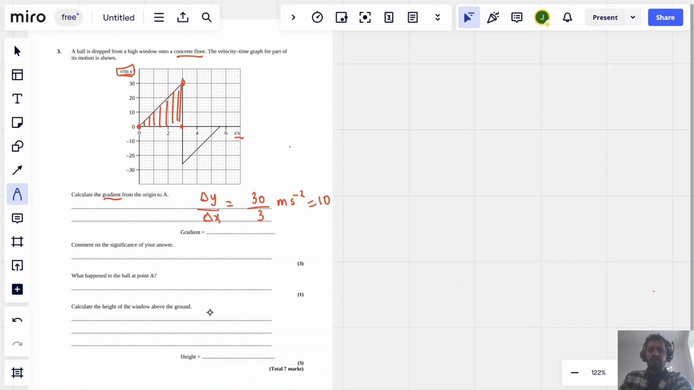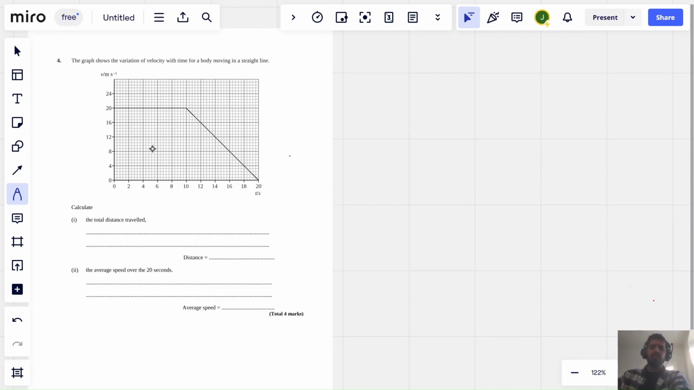We know that the area of a triangle is given by 1/2 base times height. Base is 3, height is 30, and you divide it by 2. So 3 times 30 divided by 2, whatever the answer is, will be the height of the window above the ground.